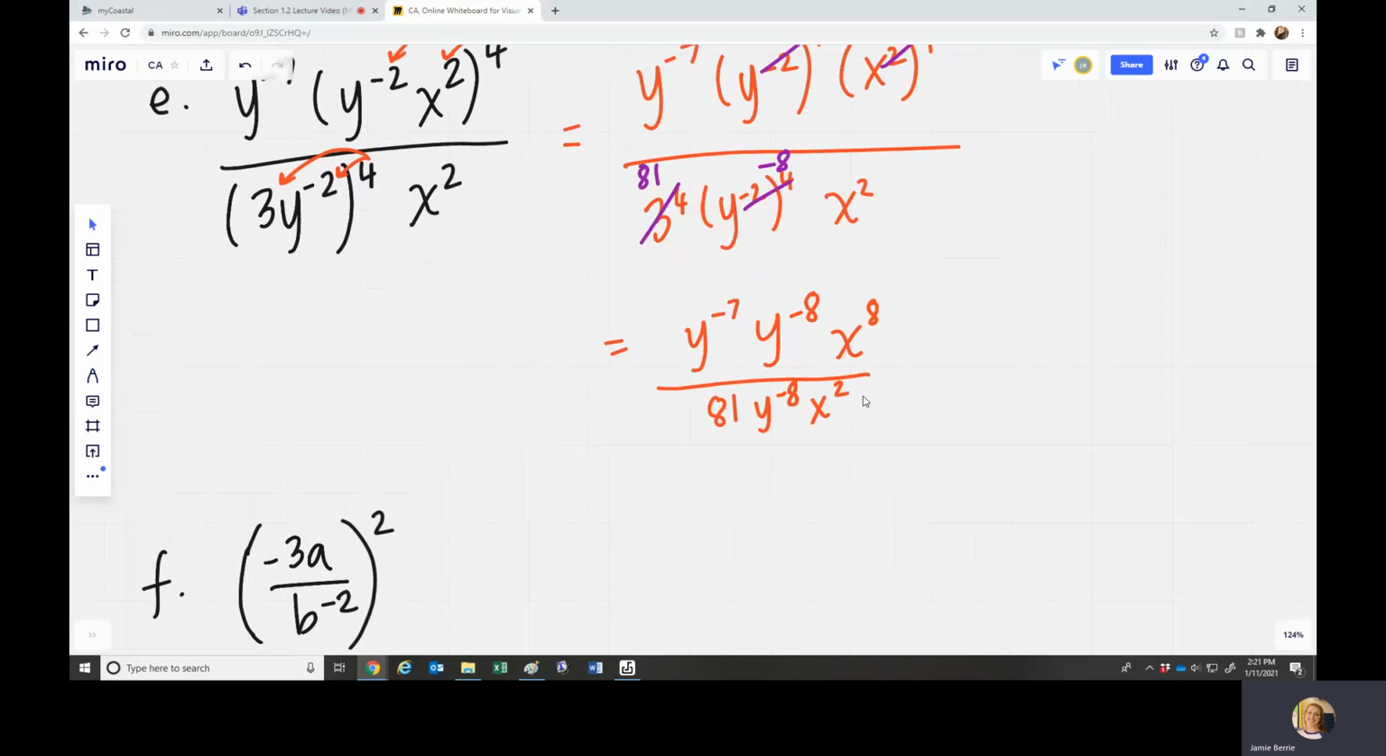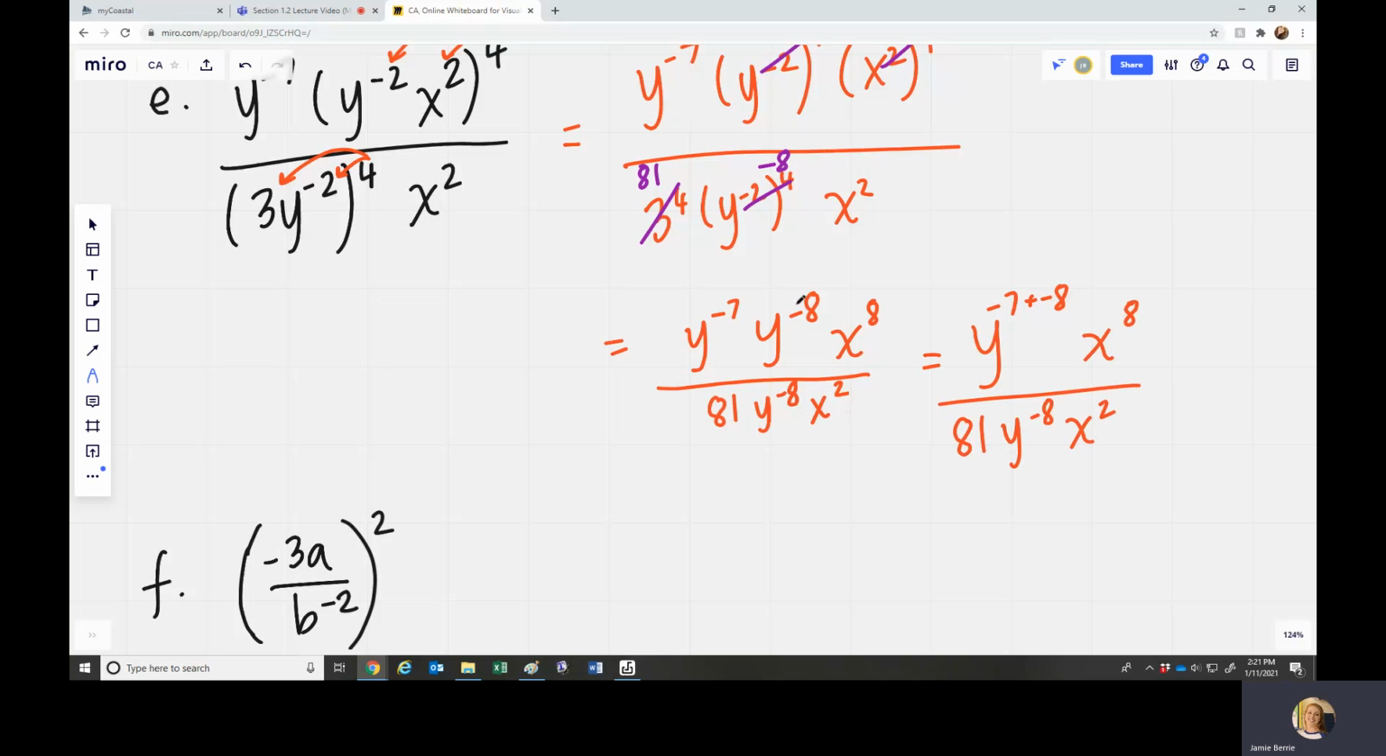There's a couple of different things you could do at this point. What I'm going to do is go ahead and combine the stuff in the numerator. We have y to the negative 7 times y to the negative 8. I know that if I have the same base, I would add their exponents. So let's do that. Negative 7 plus negative 8, and then x to the 8th. In the bottom, I do not have anything to combine. None of my bases are the same down there, so I'm just going to rewrite that. I'll take care of that negative exponent in just a second.